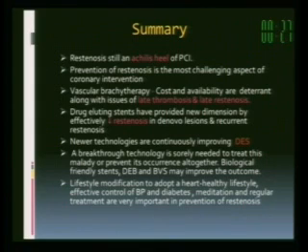Biologically friendly stents, drug-eluting balloons and bioresorbable vascular scaffolds may improve the outcome. Lifestyle modification to adopt a heart healthy lifestyle, effective control of blood pressure and diabetes, meditation and regular treatment are very important in prevention of restenosis.